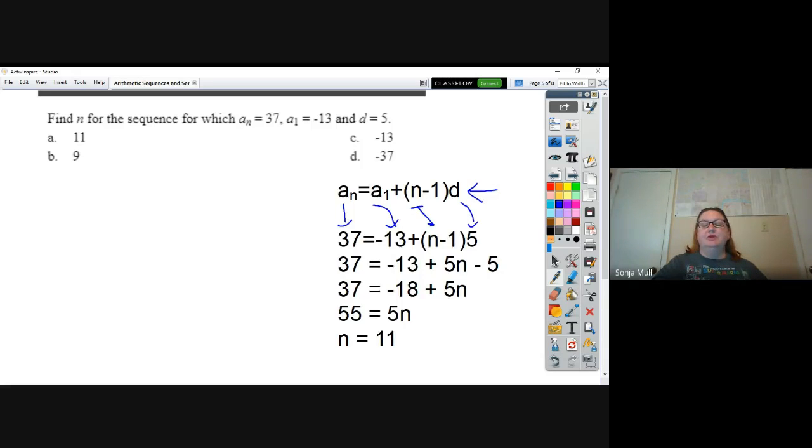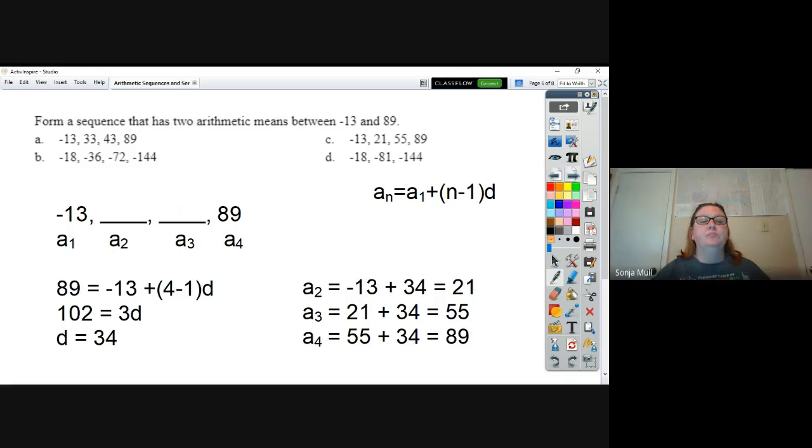Down here, I just bring everything down. 5 times n is 5n. 5 times negative 1 is minus 5. In this step, I added the negative 5 and the negative 13 to give me negative 18. Then I added 18 to both sides and divided by 5. So you just have to use the formula and then use basic algebra.